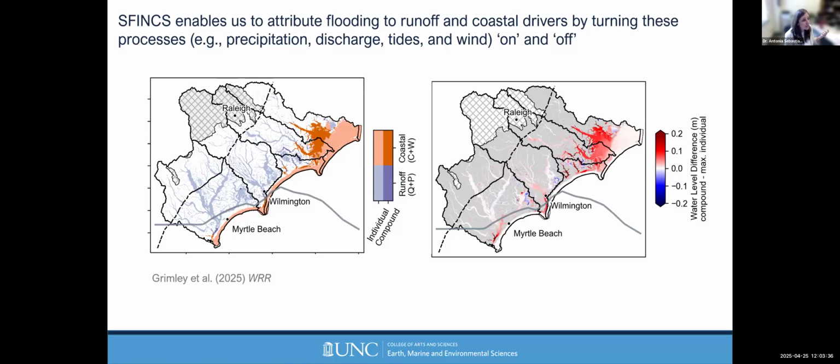And one of the cool things about the Sphinx model is that we can attribute flooding to the different drivers and the different processes that are occurring. And so this allows us to actually try to tackle that question of what is being driven by compound flooding versus what's being driven by, let's say, rainfall and runoff processes versus storm surge processes. We can toggle things on and off in this model and isolate those different processes and their contribution to flooding. And in this picture here on the left, everything that's in the darker colors are those areas associated with compound flooding versus the lighter areas, which are driven by either runoff or coastal processes.